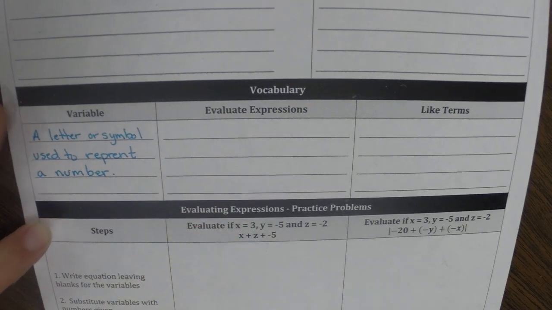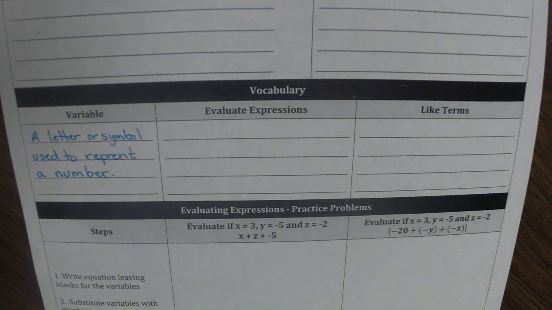So typically in algebra we use X, but you'll notice this year I try to use a lot of different ones. So on this front you've got X, Y, and Z, but on the back you'll start to see P's and T's and L's because it doesn't always have to be an X. So it's a letter or a symbol such as pi that is used to represent a number.